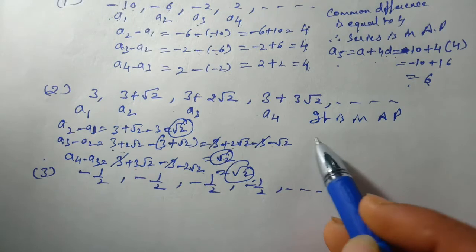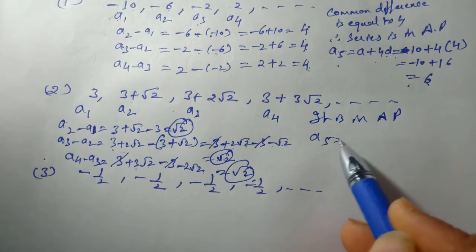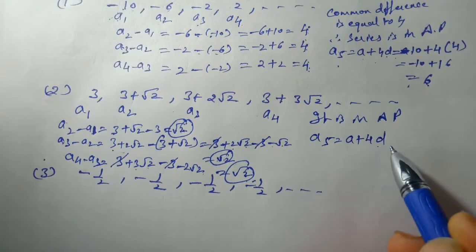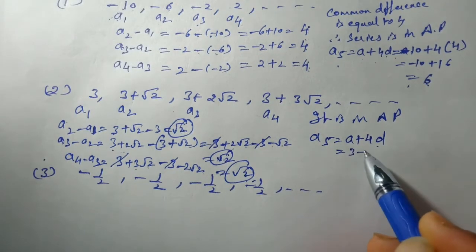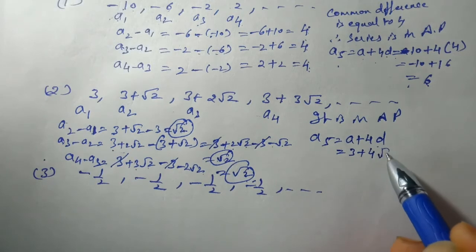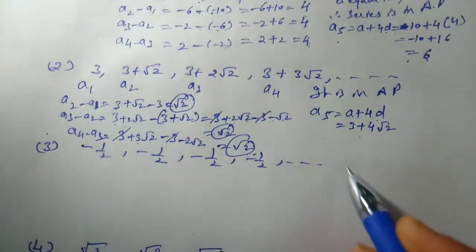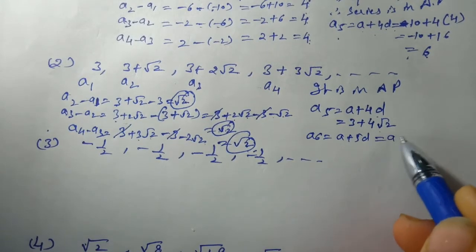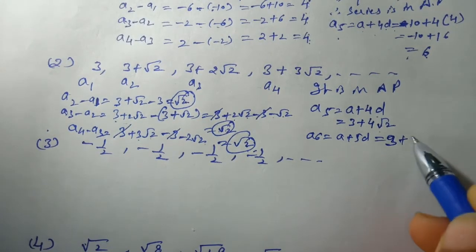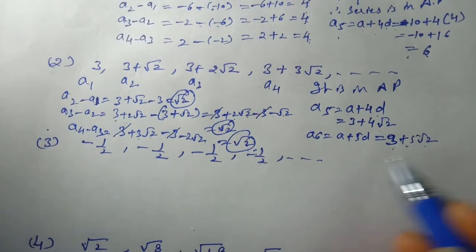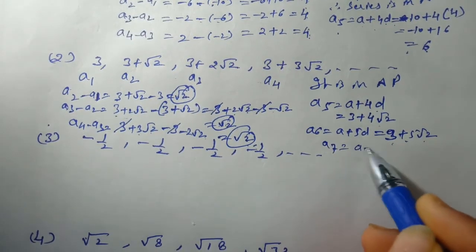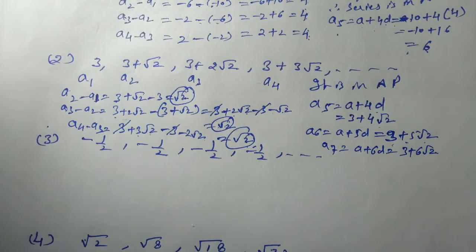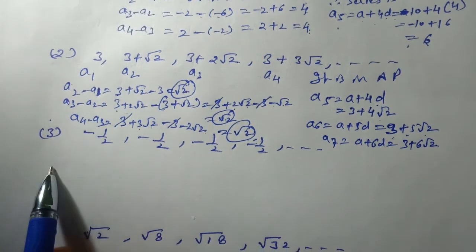For finding its next three terms, I am finding the fifth term, A5. We're going to do A plus 4D, which means the first term we have is 3, plus 4 times the common difference root 2. So the fifth term is 3 plus 4 root 2. The sixth term will be A plus 5D, which is 3 plus 5 root 2. And A7, the same way, A plus 6D, equal to 3 plus 6 root 2.